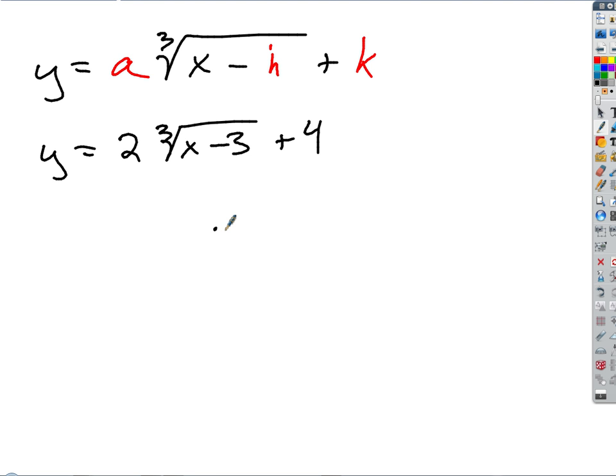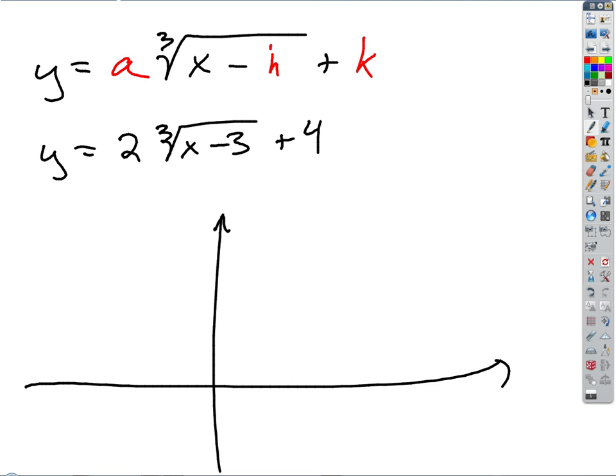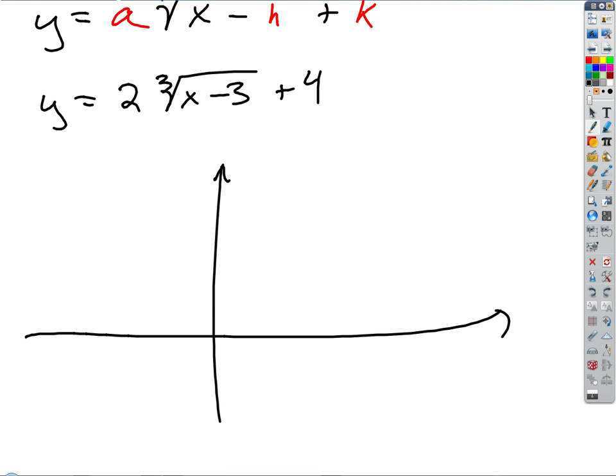Well, it's going to start in the same place, only this time the starting point is just a little bit different. So there's our starting point. But it's not really a starting point. It's a point of symmetry for a cube root function, because cube root functions are defined everywhere, so the graph goes in the opposite direction too. The domain of a cube root function is all real numbers.